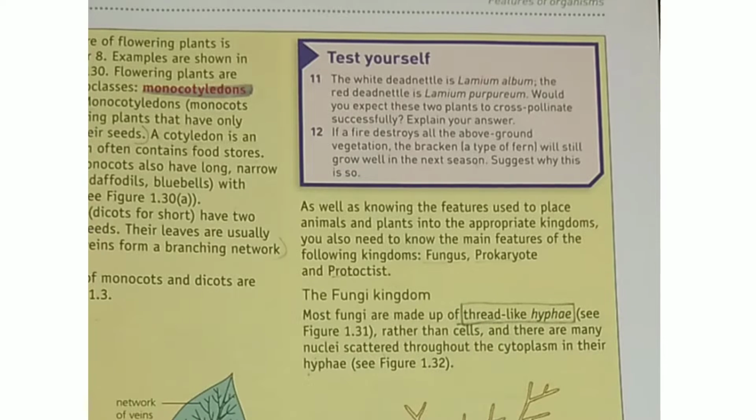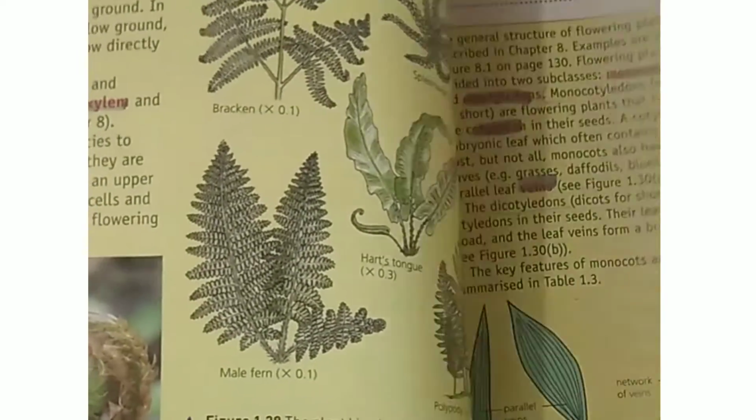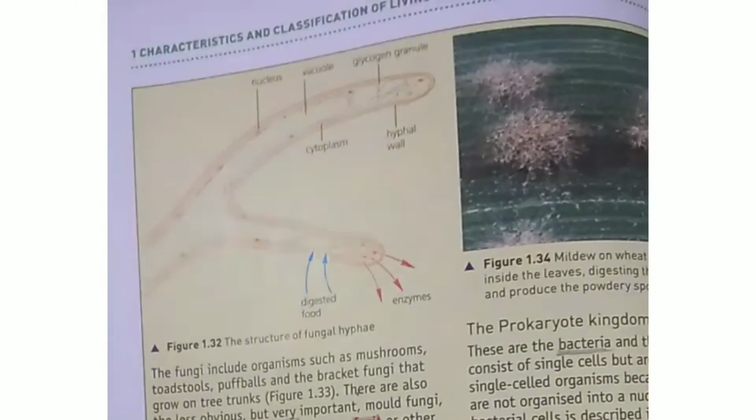Basically, fungi are made up of thread-like hyphae rather than cells. They are not made up of cells, they are made up of thread-like hyphae. Here it is written: there are many nuclei scattered in the cytoplasm in the hyphae. Alright, so let me show you the structure of the hypha. Here it is. This is the structure of the hypha.